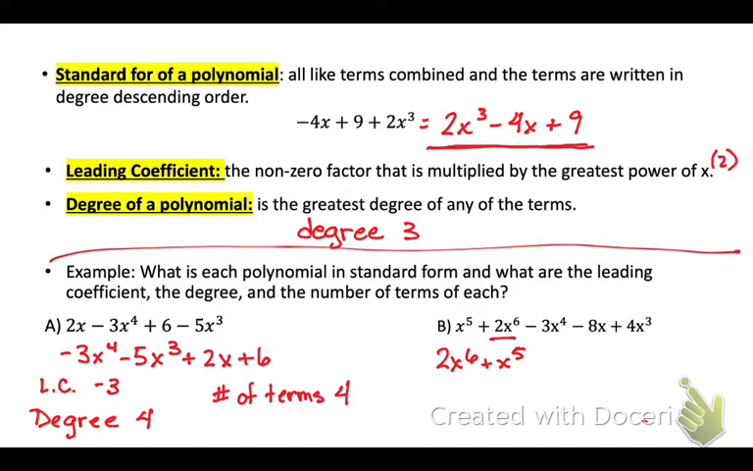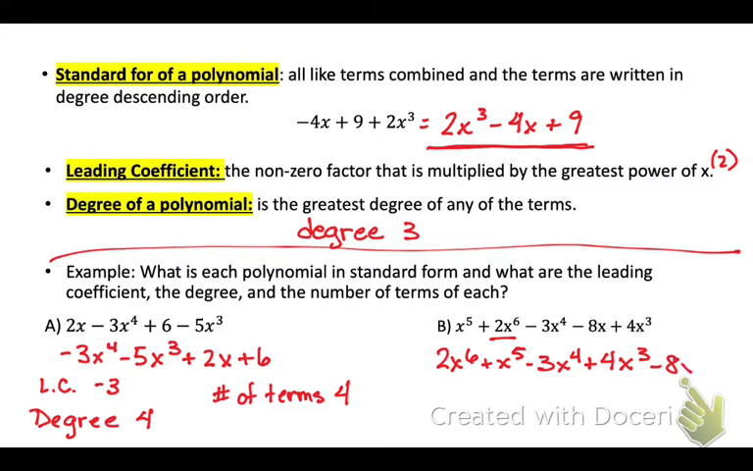What's next? 3, 4. Okay, so 3. So minus 3x to the 4th. What's next? 4x, plus or minus? Plus 4x to the 3rd. Okay, what's next? Wait, no, minus 8x.